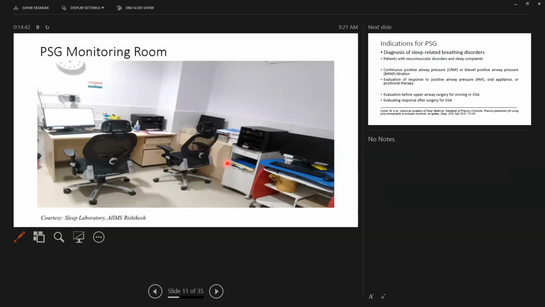Okay. This is the monitoring room, as I told you. The recording room is that one, and this is the monitoring room just opposite. Okay, and we'll have one system for the PSG, one system for analyzing data, and there will be another system for actigraphy. Actigraphy is a separate thing, but for this, at least 2 systems are for PSG monitoring.